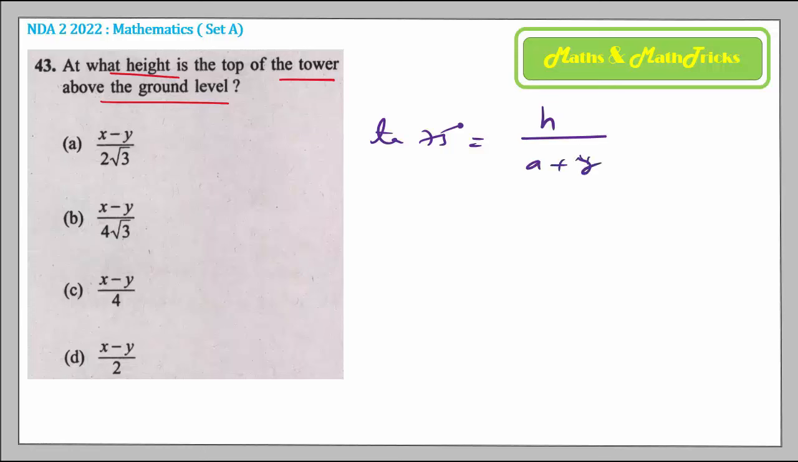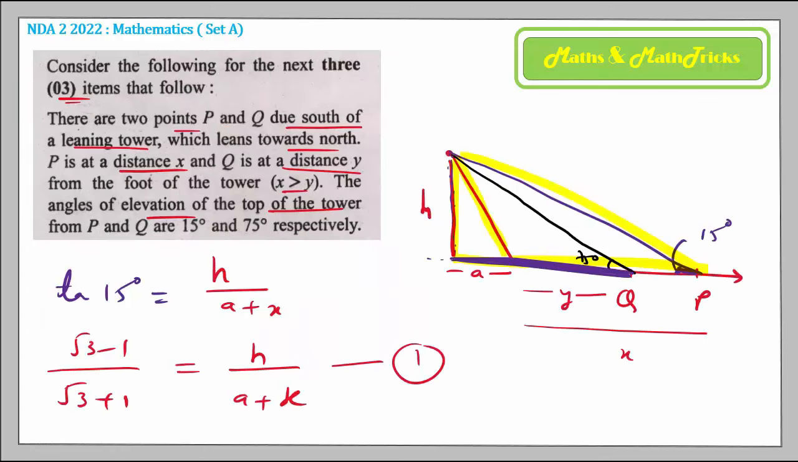And what is tan 75? It's tan of 45 plus 30. So basically you will get now root 3 plus 1 upon root 3 minus 1. So this is h upon a plus y. So you have the equation 1 and you have the equation 2. You need to eliminate a to get the h.